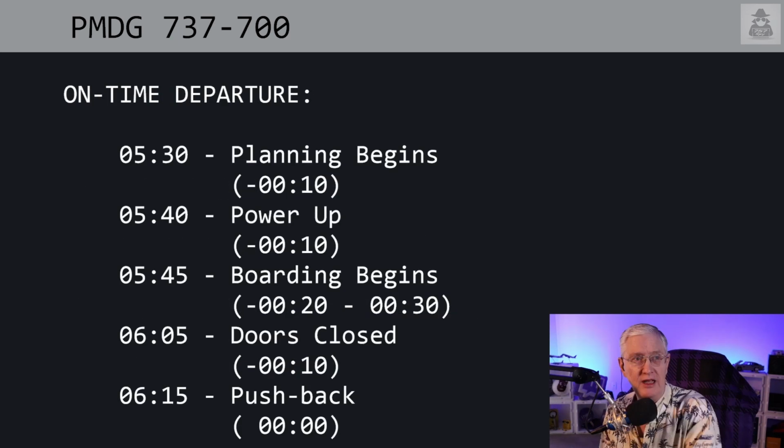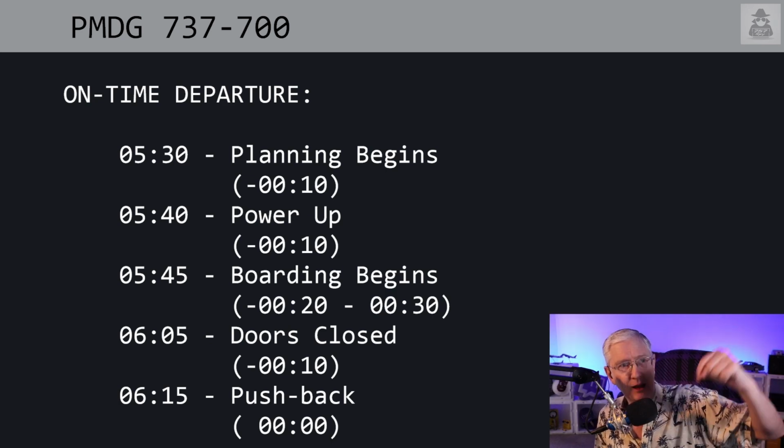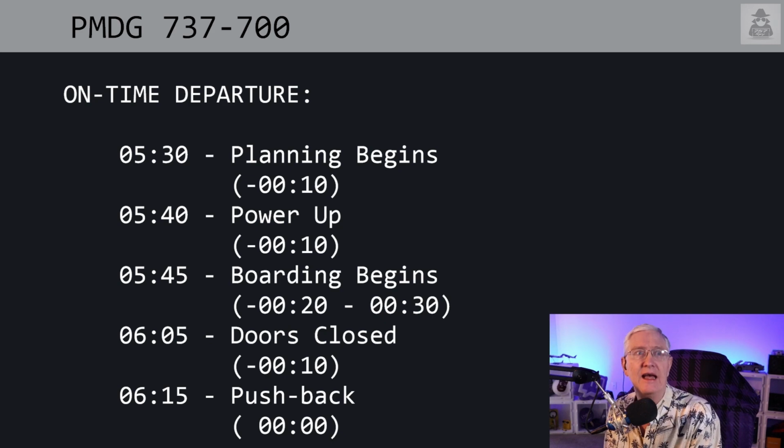One of the things I mentioned is on-time departures. This is a little bit of back timing that you need to do. So our departure time is 6:15 a.m. in San Diego. So this is the back timing that I did as far as boarding and when you do the planning and when you hit the power on button and all those things.